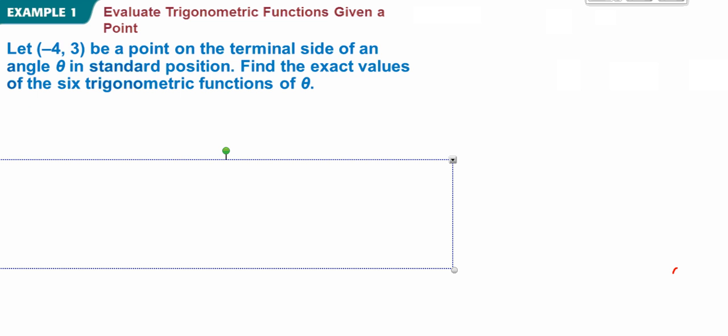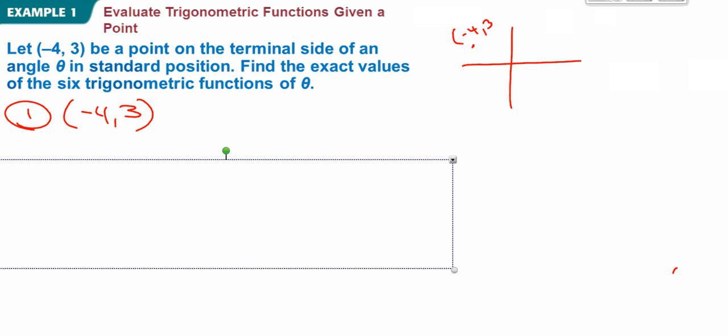So for number 1, negative 4, 3 is a point on the terminal side of theta in standard position. Find the exact values of the 6 trig functions of theta. And I'm going to just graph it because I know you're going to have to. So negative 4, positive 3, I'll go up less than I went out. Negative 4, 3. I'll color code this a little bit. There's my initial side. This is my terminal side. I kind of missed my point, but there we go, make it work out.